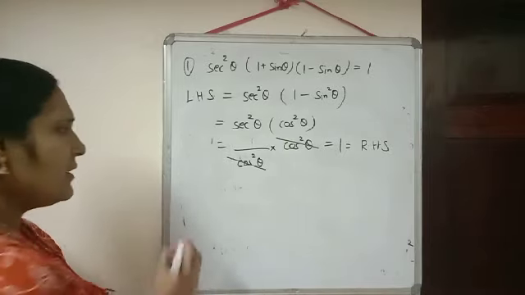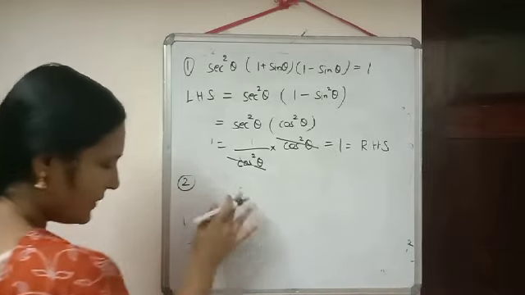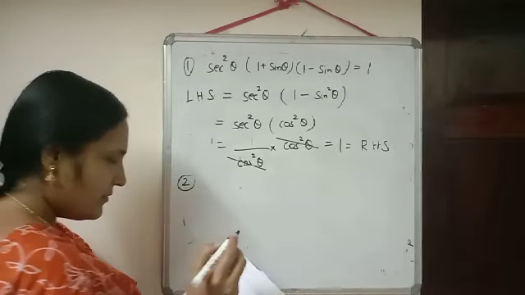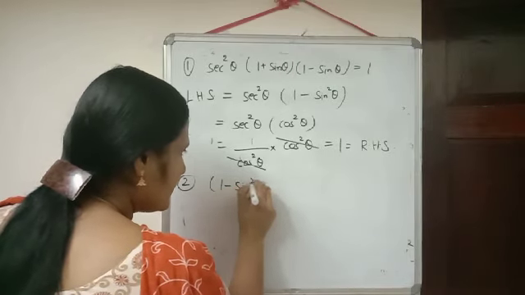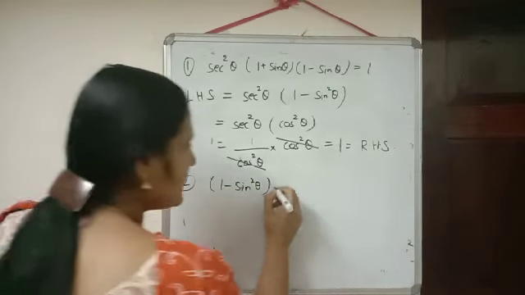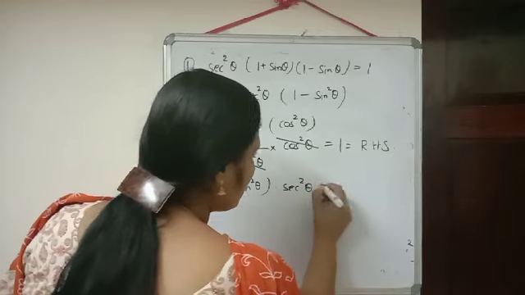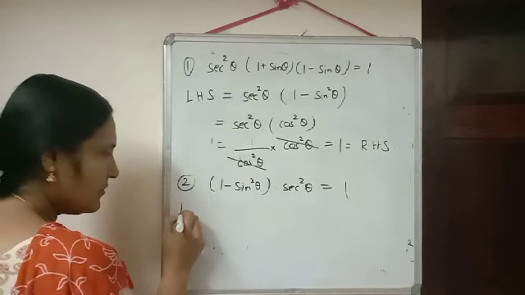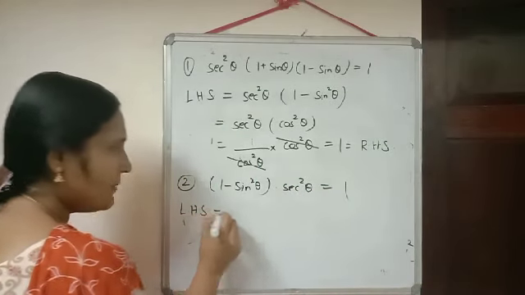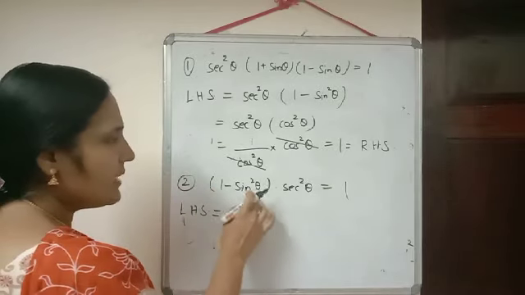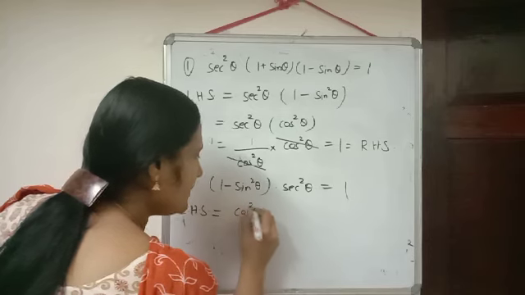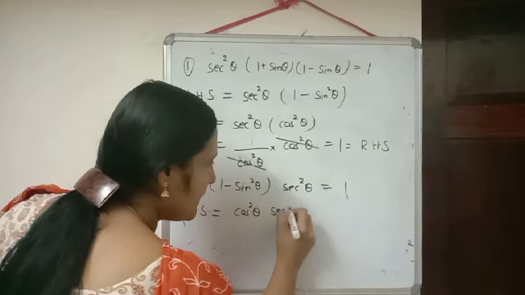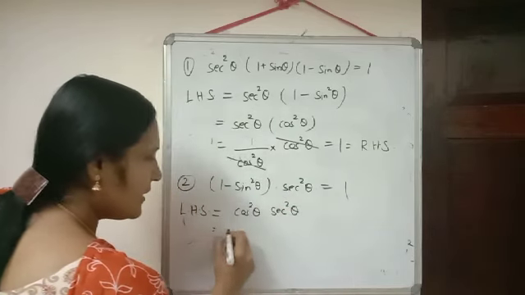Okay. Now write down the second question. Prove that (1 minus sine square theta) into sec square theta is equal to 1. In the second question they have already multiplied there. What is 1 minus sine square theta? Yes, correct, cos square theta. So we are getting cos square theta into sec square theta.